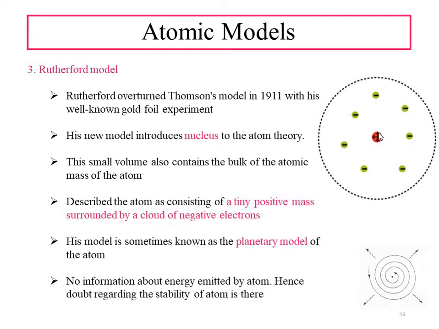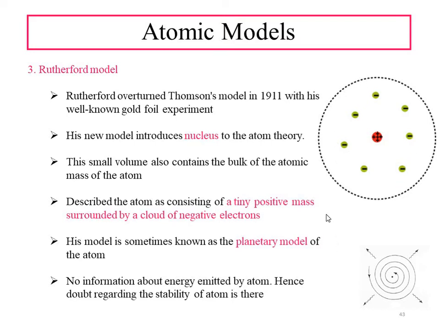Now, he described the atom as consisting of a tiny positive mass surrounded by a cloud of negative electrons. There's a positive mass at the center, and a cloud surrounding it, where you can find the electrons. He proposed the planetary model, which means just as planets revolve around the sun, similarly the electrons revolve around the nucleus. That's what he explained.